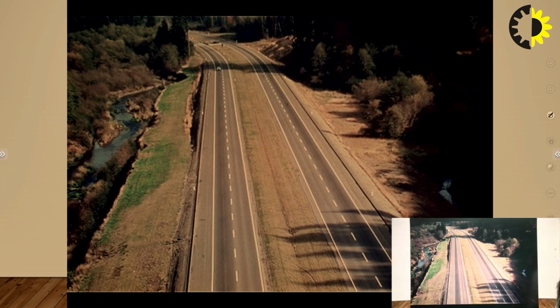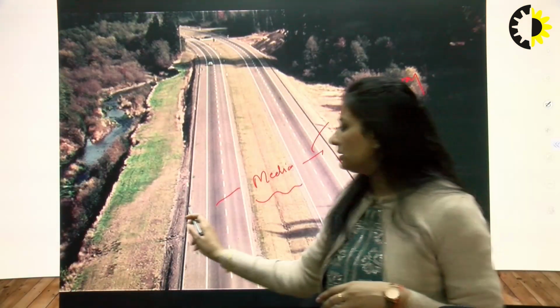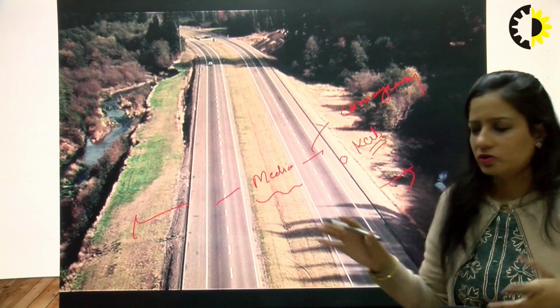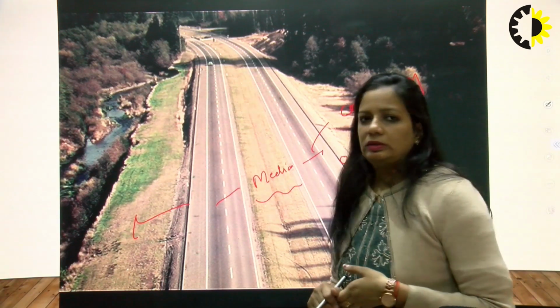Okay, so here in this picture you can differentiate very well now. If I ask what is this portion, this is your median. What is this portion and this portion? This is your carriageway. Okay, what is this raised part? You can see here some raised kerbs. So this is called your kerb, and these are side slopes, or you can say the development allowances for a particular project.